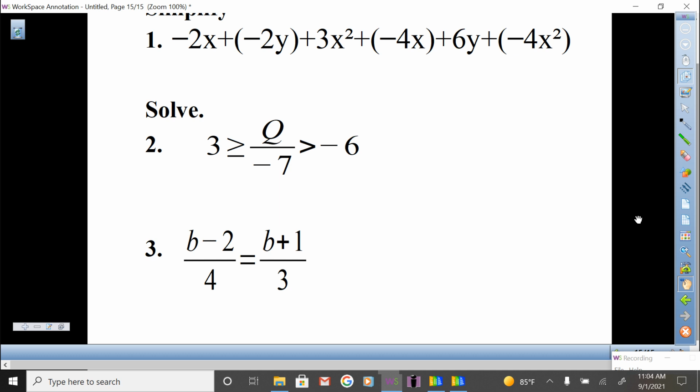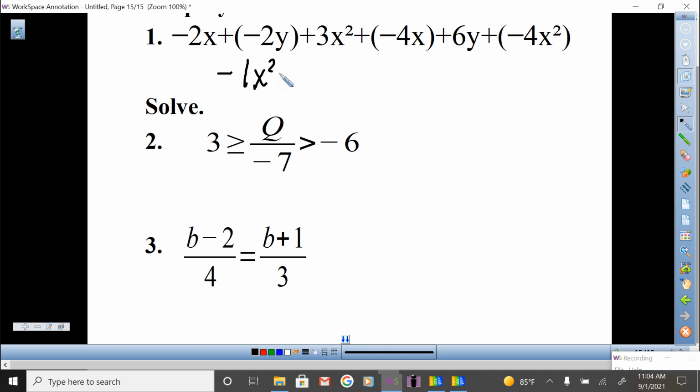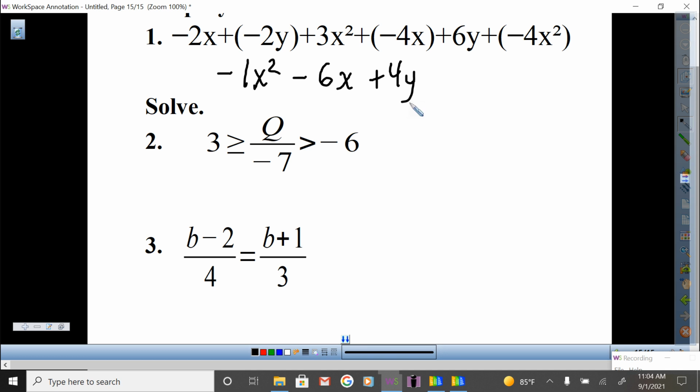All right, let's see where we're at. Let's look at number 1. How about Valerie? What'd you get for number 1? Negative 1x to the second minus 6x plus 4y. Hands if you got something like that. That is correct. Is it in standard form? Yes. Second degree, first degree, first degree. Yes. All right. How about number 2?